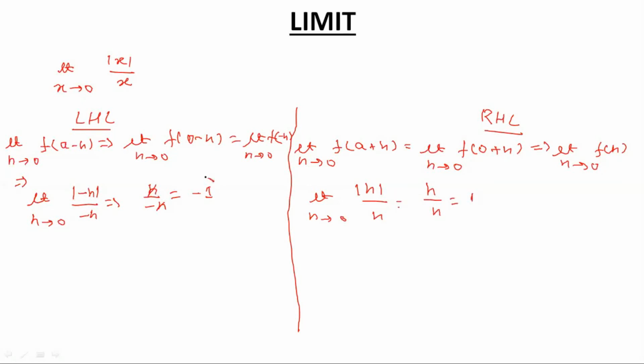So here we get LHL is equal to minus 1 and RHL is equal to 1. So LHL is not equal to RHL, so the limit will not exist.